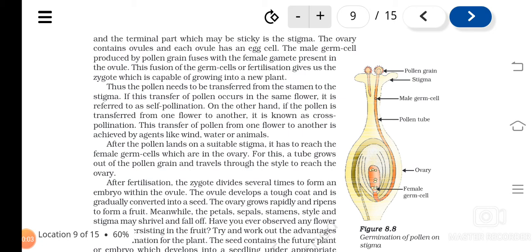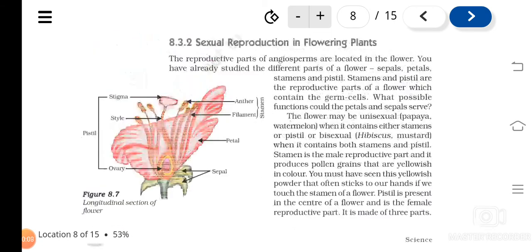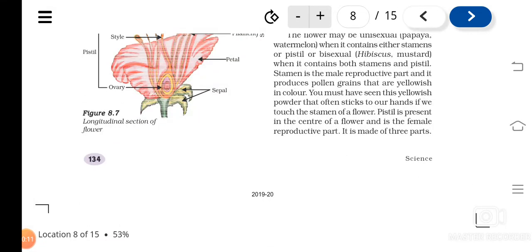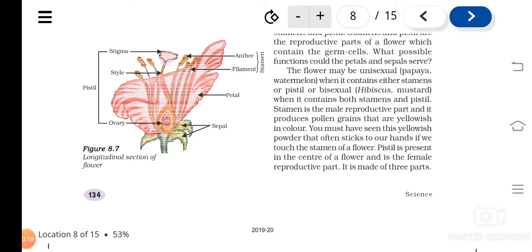So we have studied the various parts of the flower and their functions, what they do in the reproduction in the last class. As I told you, the sepals help to protect the flowers when they are in the bud stage. The petals attract the insects. Stamens consist of filaments and anther.